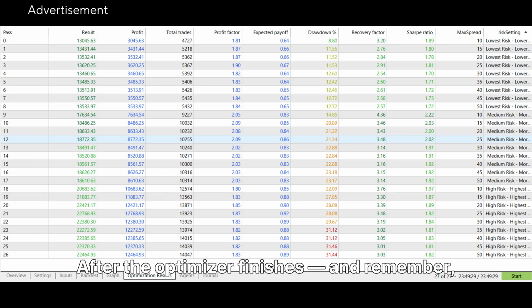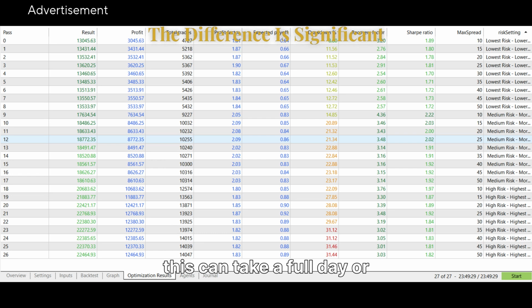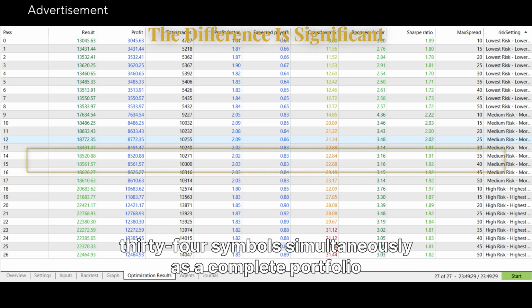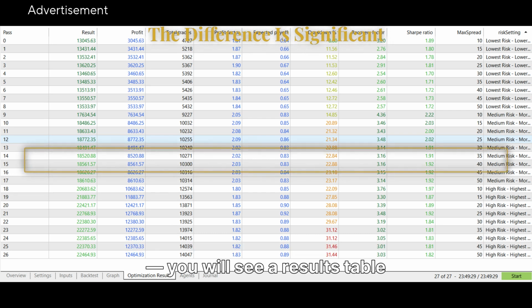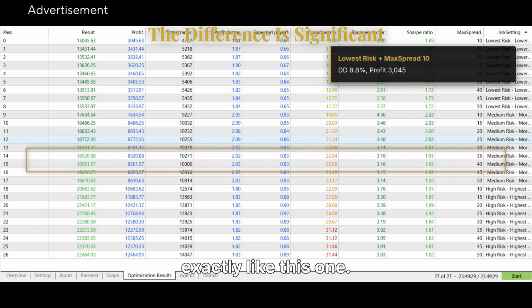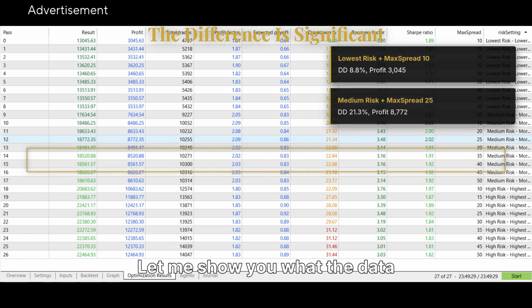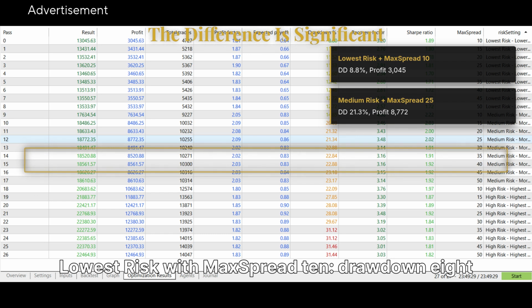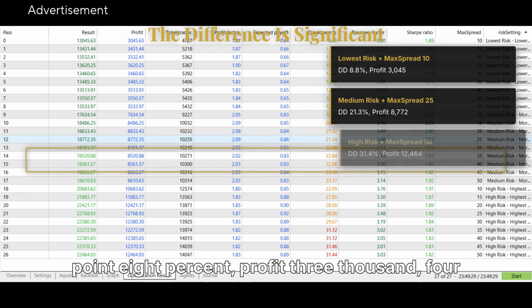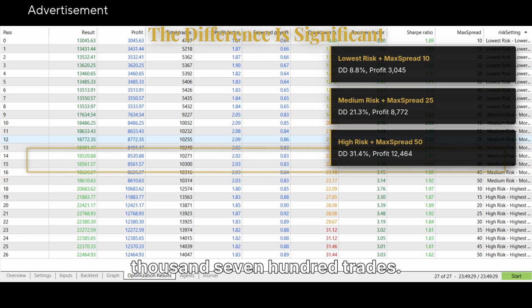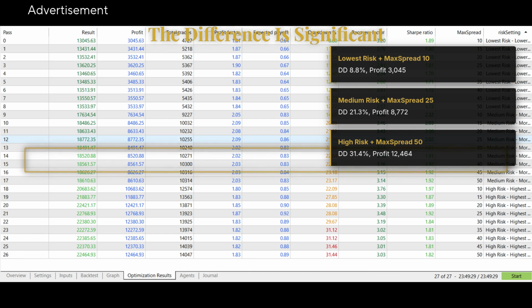After the optimizer finishes, and remember this can take a full day or longer because you are backtesting up to 34 symbols simultaneously as a complete portfolio, you will see a results table exactly like this one. 27 passes, 3 risk levels, 9 spread values each. Let me show you what the data tells us. Lowest risk with max spread 10. Drawdown 8.8%. Profit 4,700 trades. Clean and conservative.